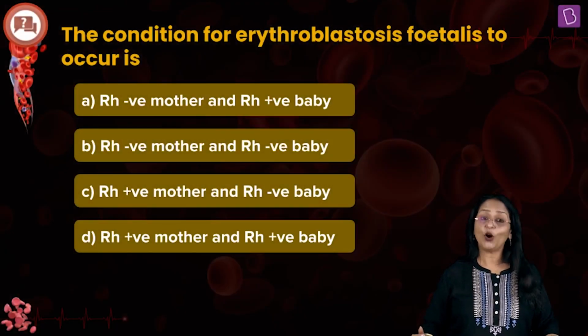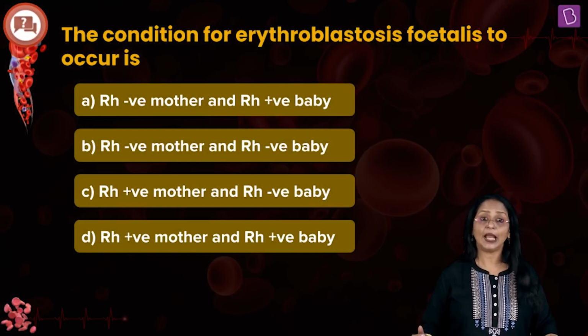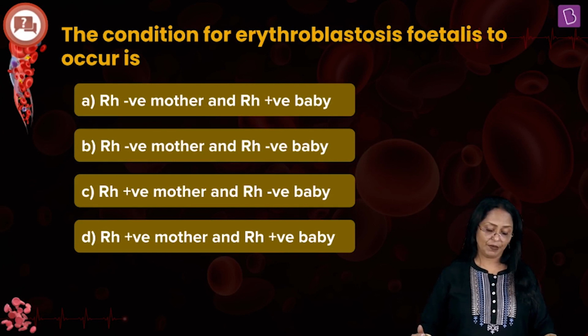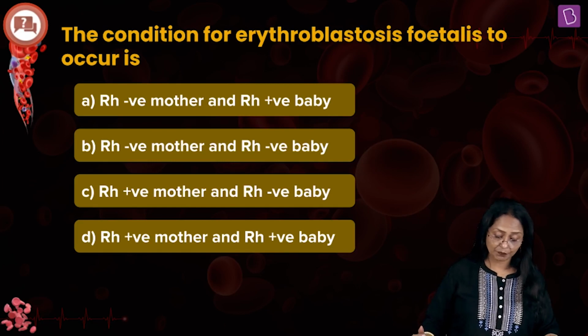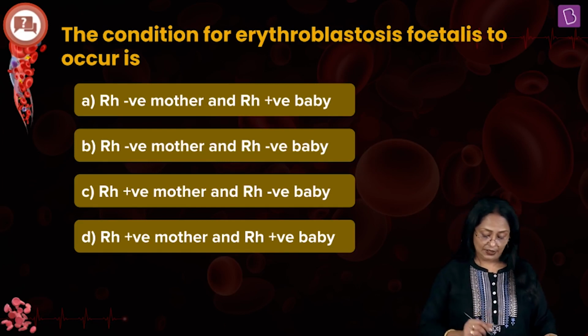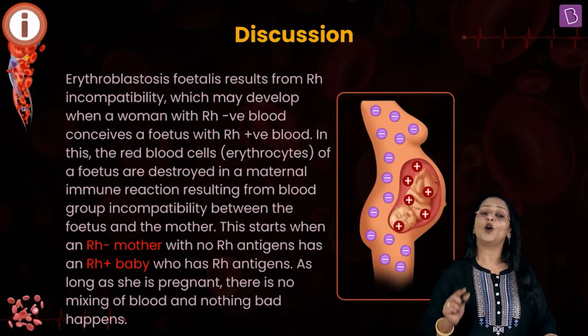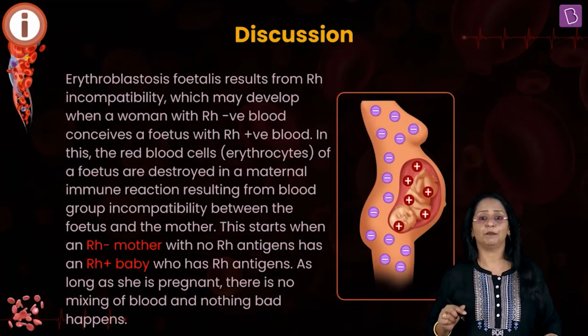Now we are going to look at a very interesting question. The condition for erythroblastosis fetalis to occur is: A. Rh negative mother and Rh positive baby. B. Rh negative mother and Rh negative baby. C. Rh positive mother and Rh negative baby. D. Rh positive mother and Rh positive baby. Erythroblastosis fetalis is a condition that is formed because of Rh incompatibility.